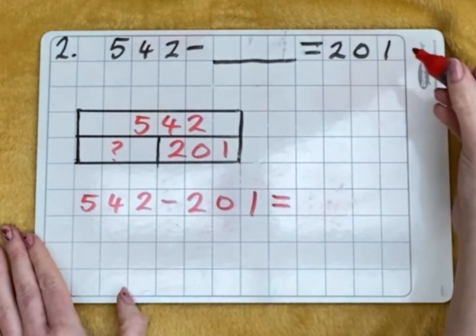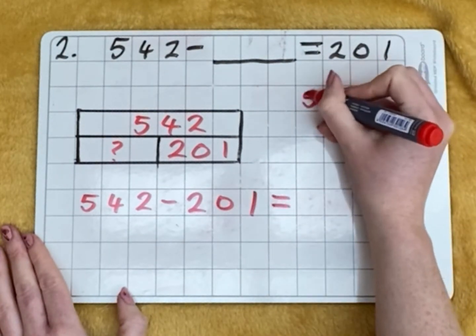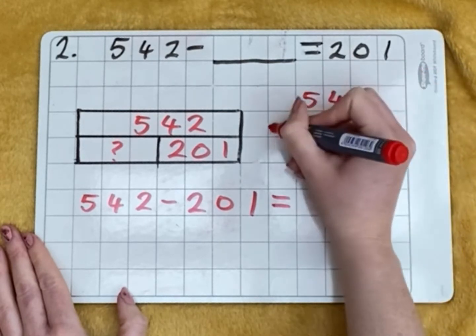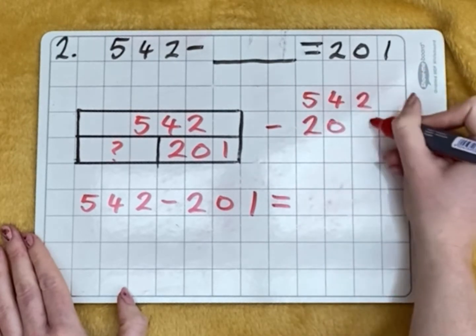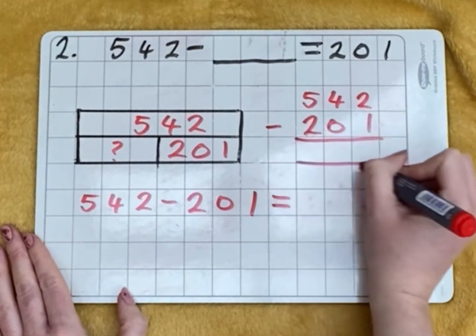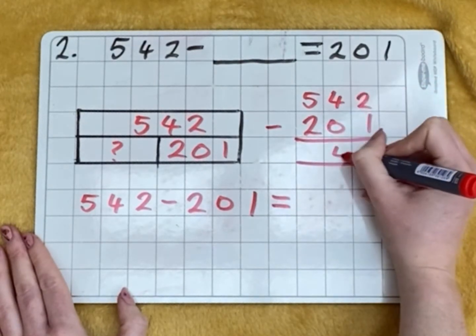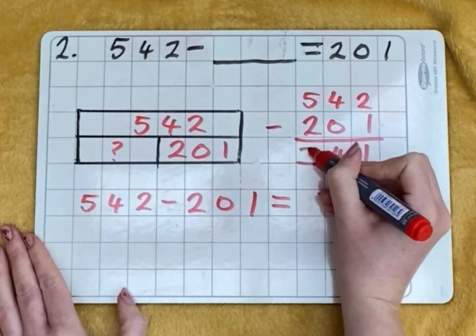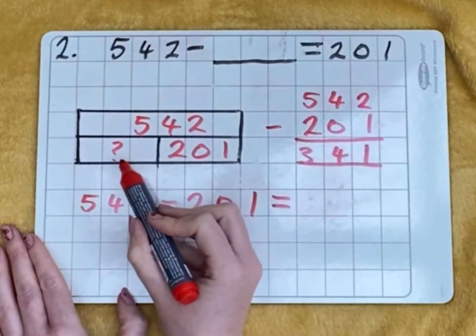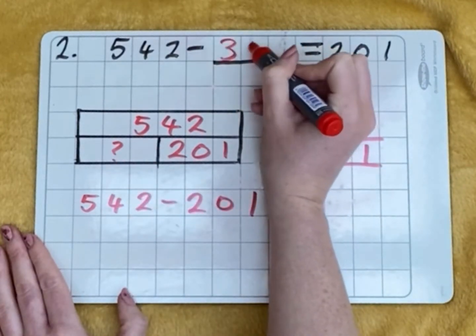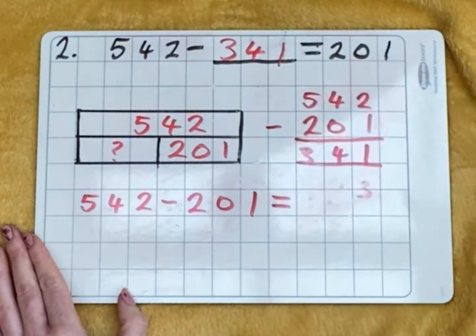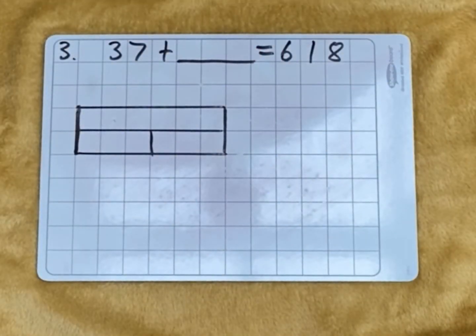We can then use column subtraction to solve it. So 542 minus 201. 2 take away 1 is 1, 4 take away 0 is 4, and 5 take away 2 is 3. So the answer, the missing number, is 341.